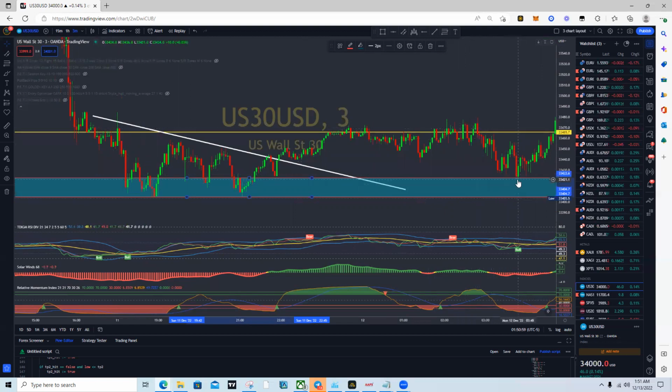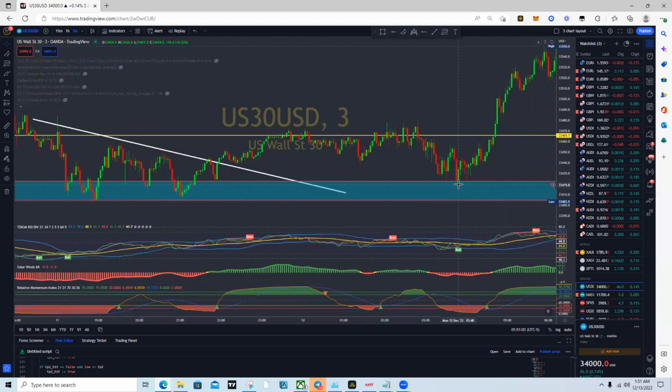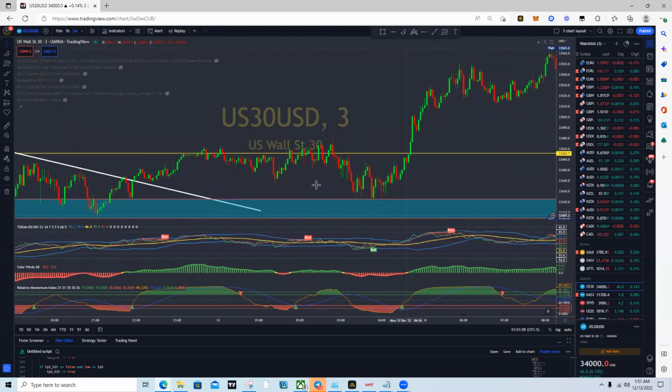Guess who they're selling to? They are selling to smart money. And that's why smart money, again, bought back into the market to fulfill their initial orders, and then it pushed to the upside, while the retail traders got caught in the trap.